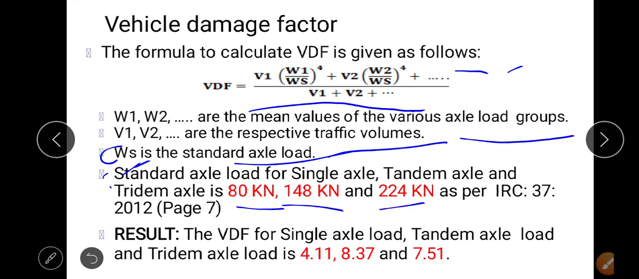We have seen this as per IRC 37 in the tabular column around 5 to 6 PPT back. Page 7. In IRC 37 2012, you will see this, that is being copied and pasted here. Result, the VDF for single axle load, tandem axle load and tridem axle load is 4.11, 8.37 and 7.51.